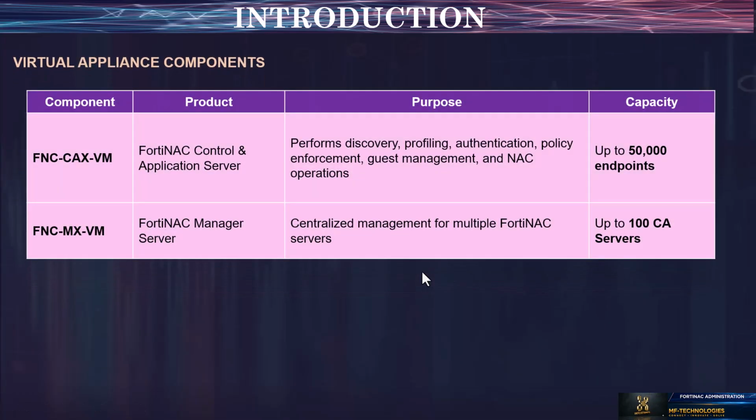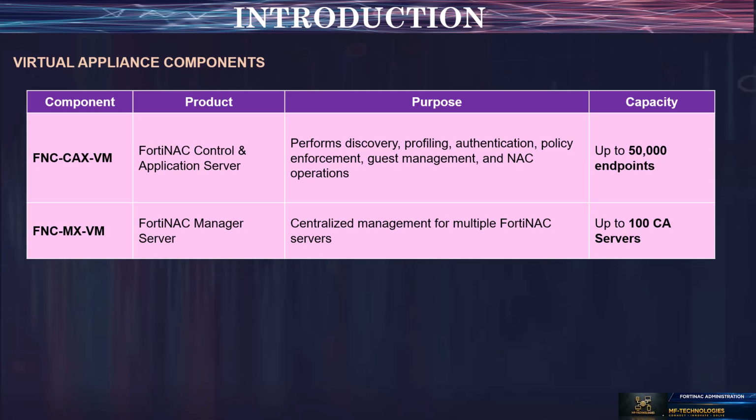The first component is FNC CX VM. This is the virtual equivalent for the control and application server. It performs all operational functions we have already discussed, including device discovery, profiling, authentication, policy enforcement, guest management, and overall network access control. A single virtual control and application server can support up to 50,000 endpoint devices, depending on all allocated virtual resources.